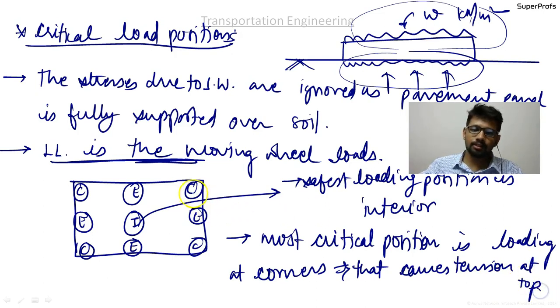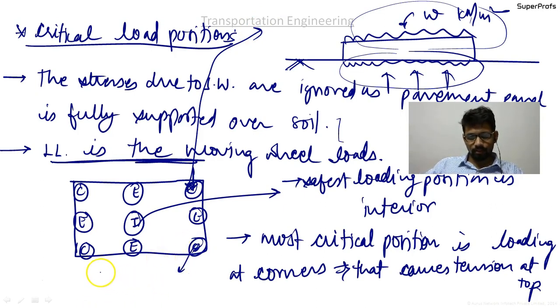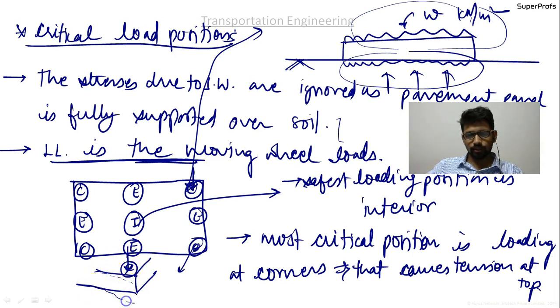You see, if the wheel is placed over here, suppose here is the wheel load, then if I draw it as an isometric view, I'll draw this corner here. I have written C over here. If the wheel load is placed over here, then it is going to deflect this way. So it is somewhat hogging, and that is the reason the top fibers are in tension.